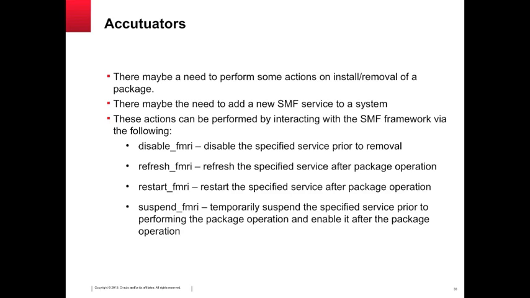So, we have these actuators. Disable says disable the specified service prior to removal of the package. I think that was quite simple. If the service is running and you want to remove the package that it's dependent on, just run that service with the disable flag. Refresh: if you refresh the package or update the package, it will call refresh, which will go off and read any new properties, run a new script that you need to do. You need to restart the packages or whatever. After a package operation, the restarter can restart, new scripts can be done.